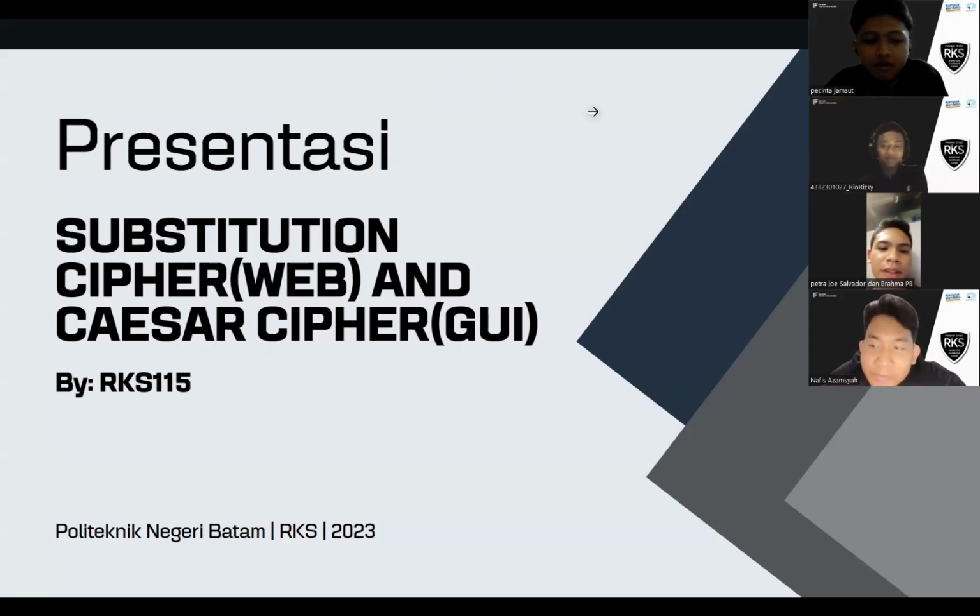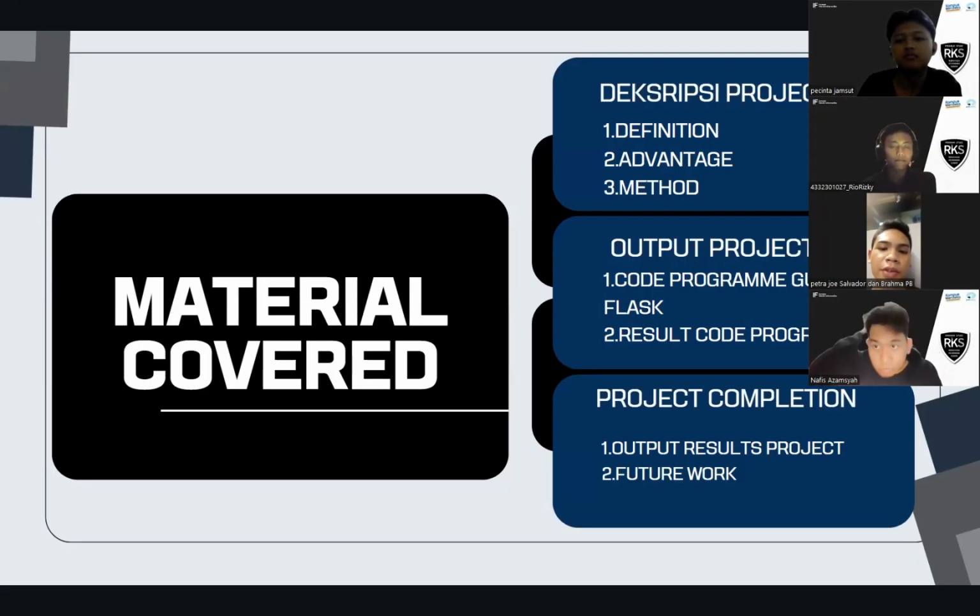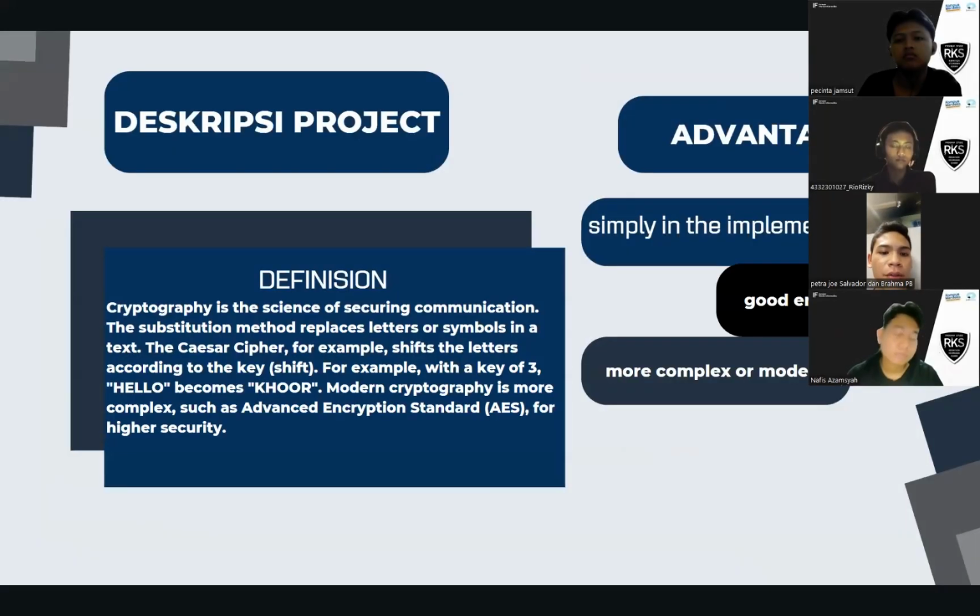This is our presentation about project-based learning, and now we are going to explain about substitution cipher and Caesar cipher. Next, here we are, the team and the job desks we have done. Next, we are going to explain to you the description of the project, the output, and the project completion. And now, first things first, the project description.